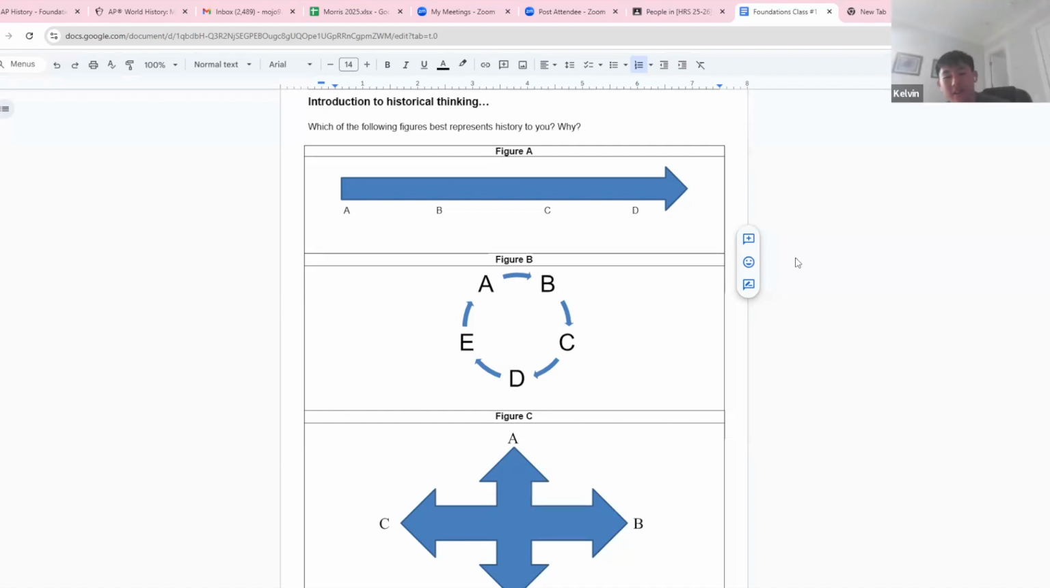Well, so figure A is linear and figure B, I think, is cyclical. I think that's the word. And I believe in figure B because I believe history repeats itself. Like, for example, the rise and fall of empires. Okay. That's just my argument. That's why I think figure B.